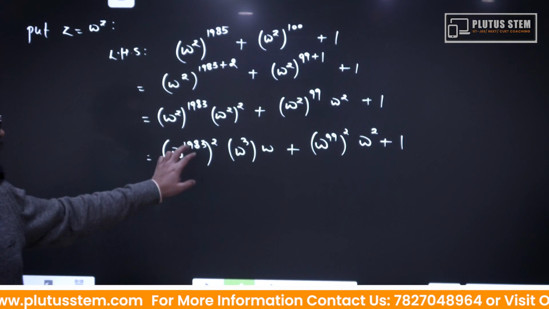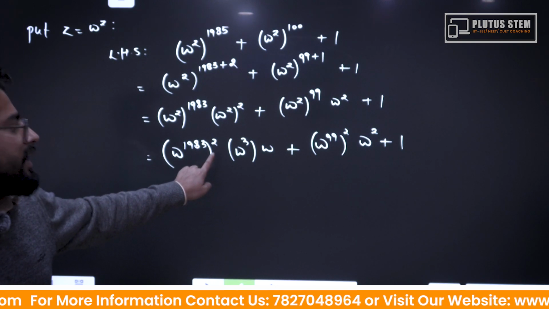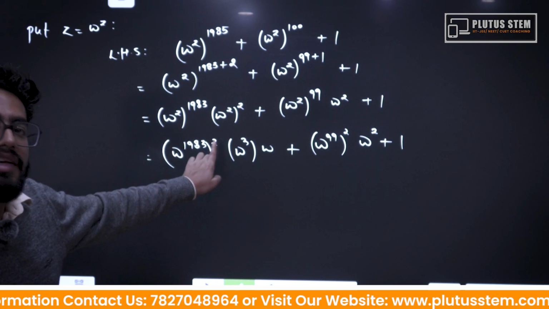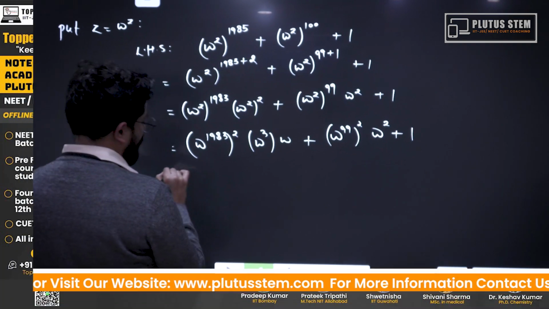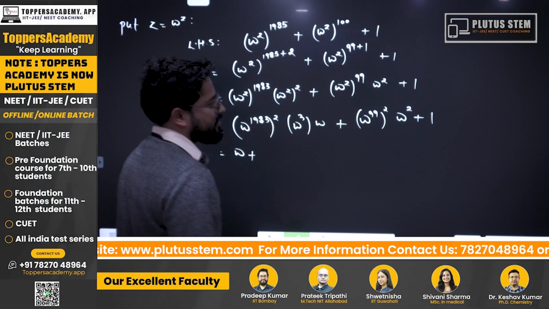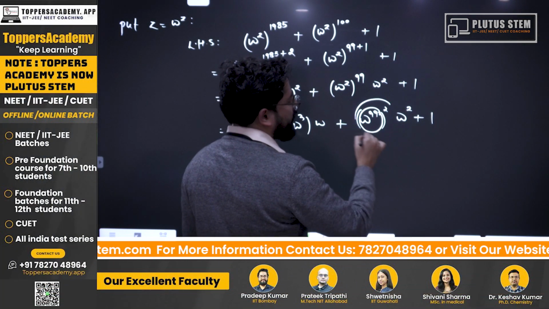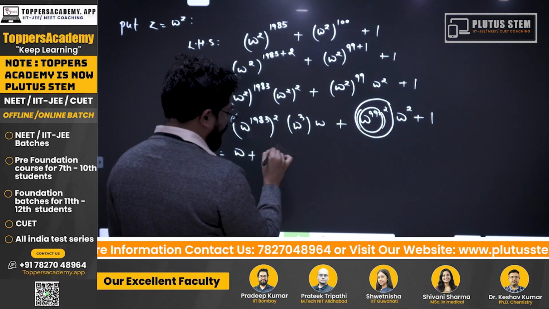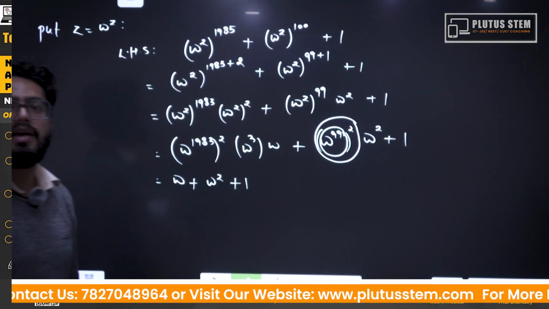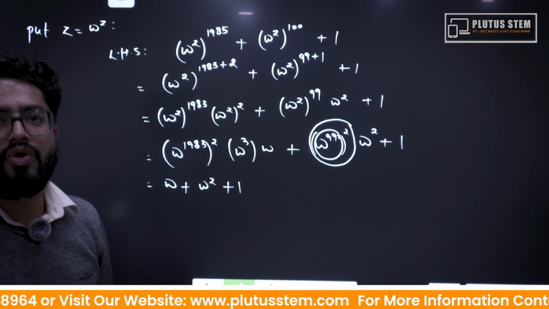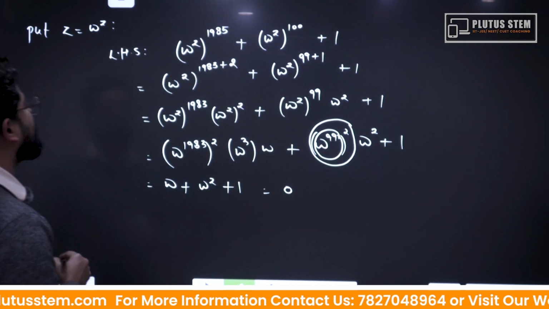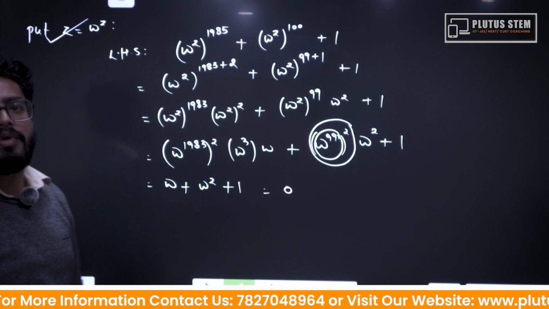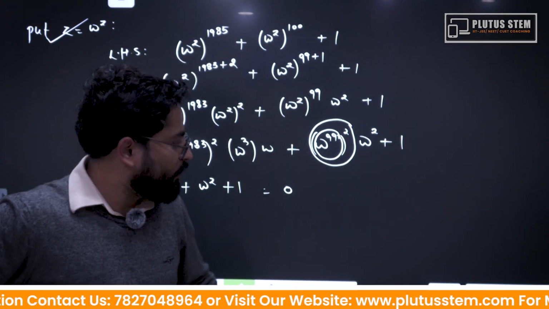Clear? Now omega power 1983 is omega cube power 661, which is 1, and 1 square is again 1. Omega cube is 1, so that quantity is omega, plus omega 99 gives 1, omega square, plus 1. So this is omega plus omega square plus 1, which is 0. It means z is equal to omega square is also a root of the second equation.